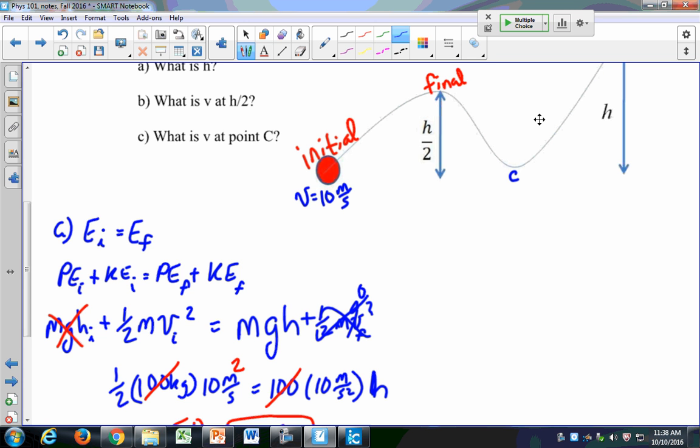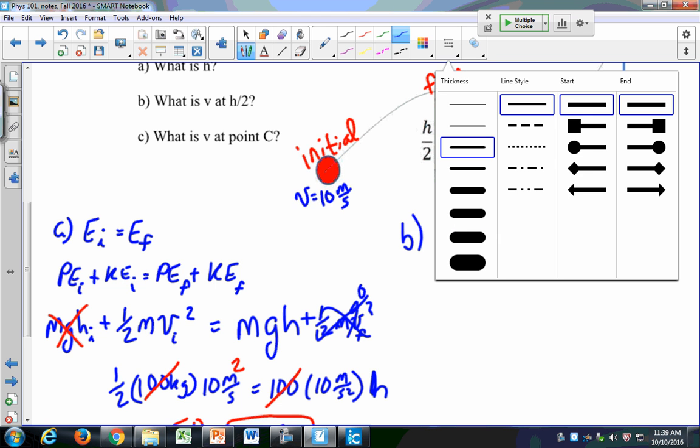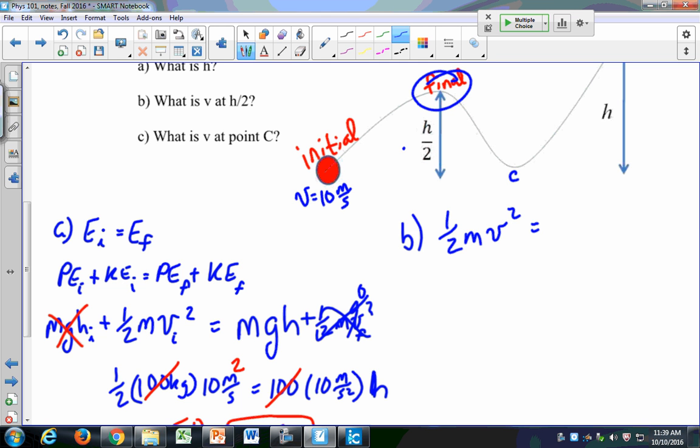All right, so let's do part B here. We say the initial is only kinetic, so that's 1/2 mv squared is equal to, in this final state, 1/2 mvf squared plus mgh. And this is actually going to be mgh over 2, because that is what our height is.